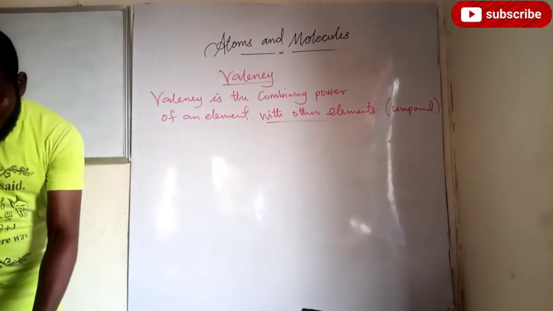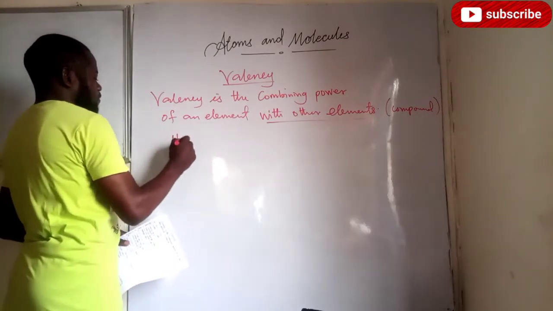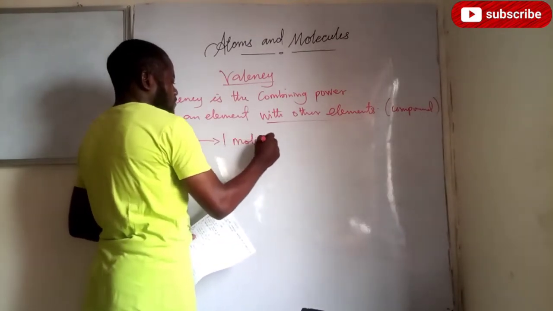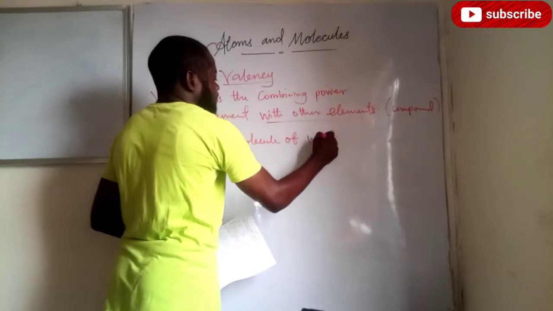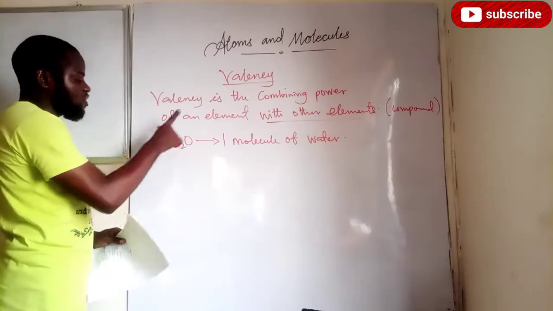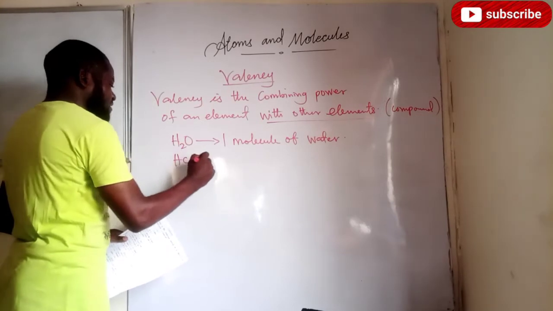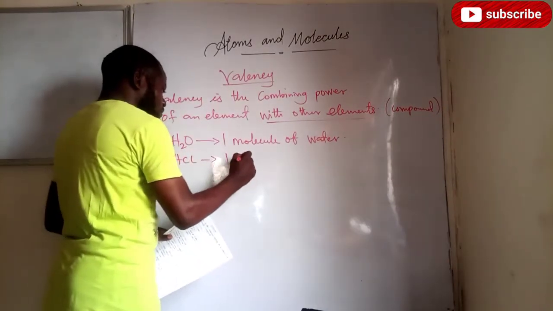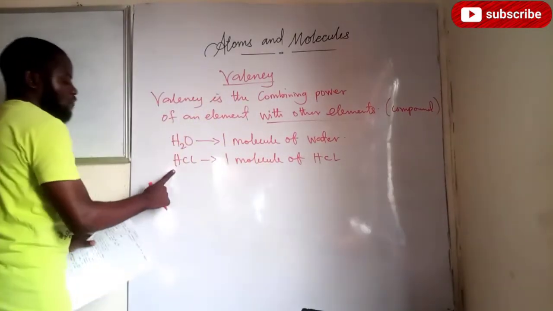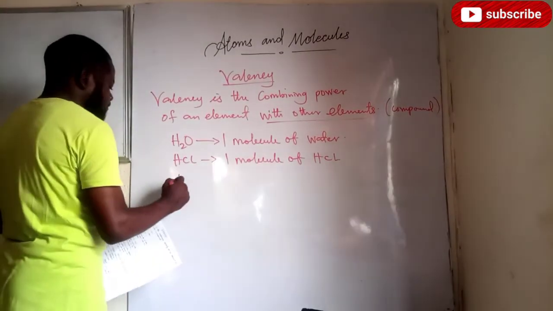Okay, so if I have H2O, this is 1 molecule of water. So in one molecule of water, we have 2 atoms of hydrogen and 1 atom of oxygen. And in hydrochloric acid, HCl, that is 1 molecule of HCl, we have 1 atom of hydrogen and 1 atom of chlorine.